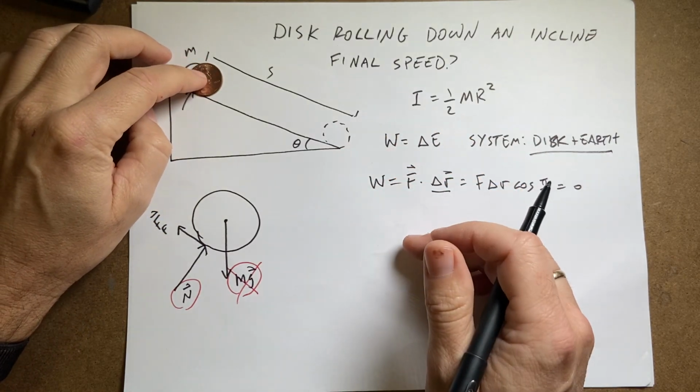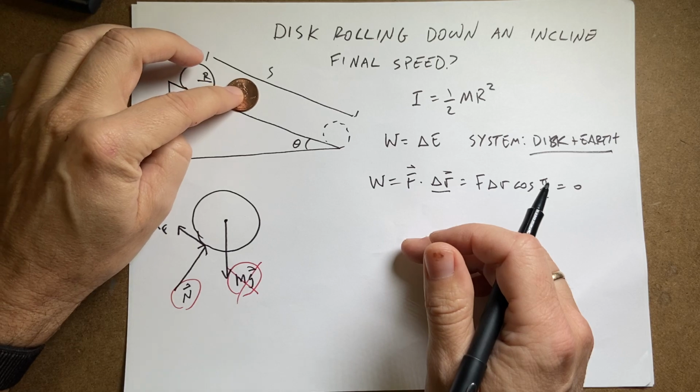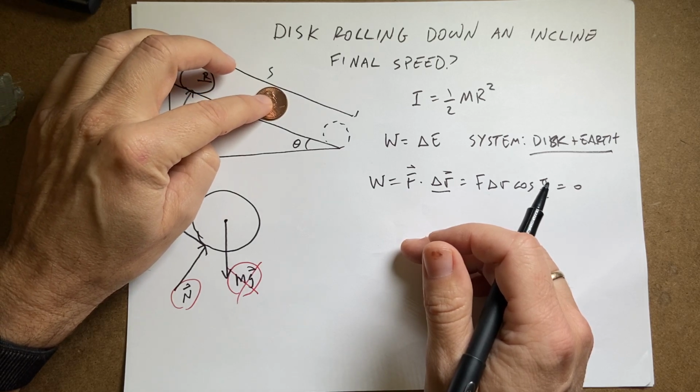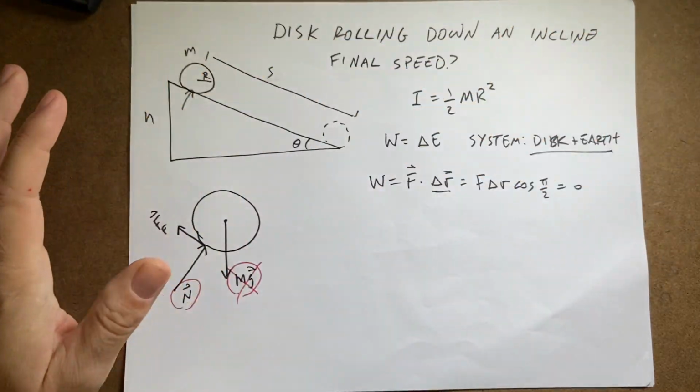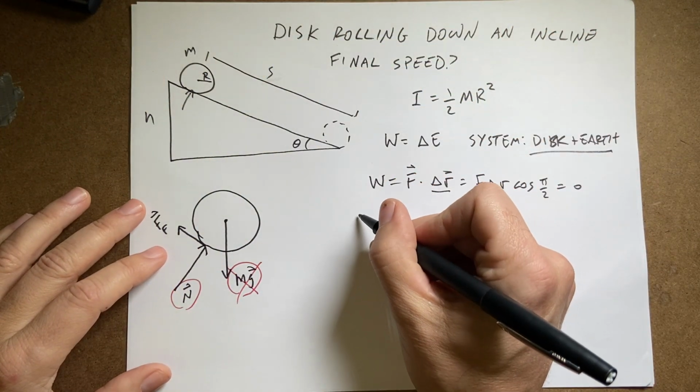You can imagine a different case where it was sliding with friction, then there would be displacement for the friction. But in this case, there's no displacement. It's just at a different contact point. It doesn't do any work. So the total work is 0.